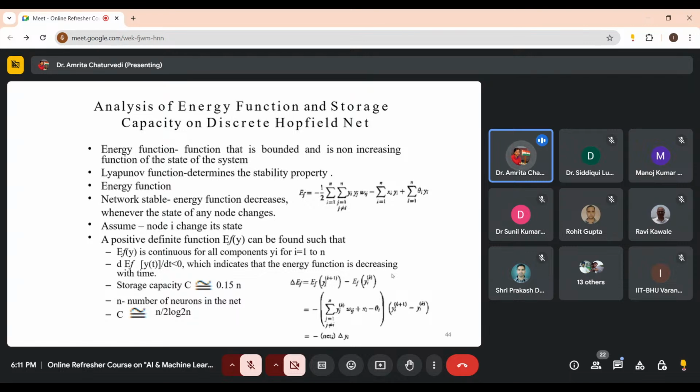So a positive definite function E of Y can be found such that E of Y is continuous for all components yi, and dE/dt is less than 0, that is, the first order differential is less than 0, which indicates that the energy function is decreasing with time. The storage capacity is equal to 0.15 n, where n is the total number of neurons in the net.